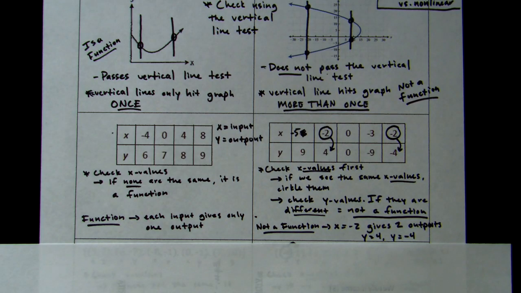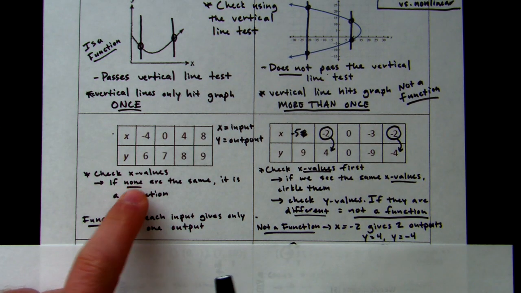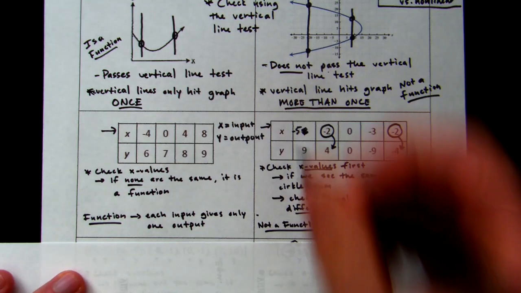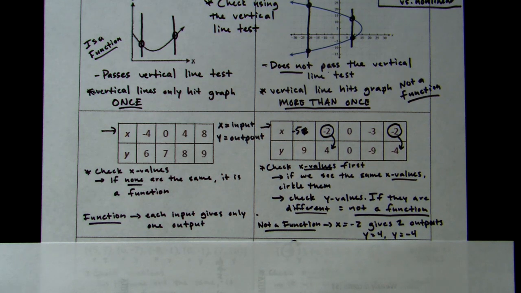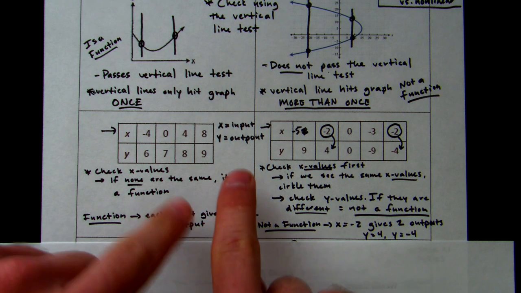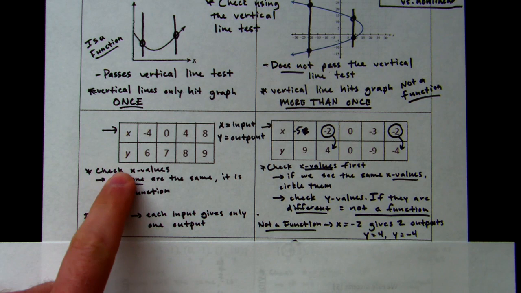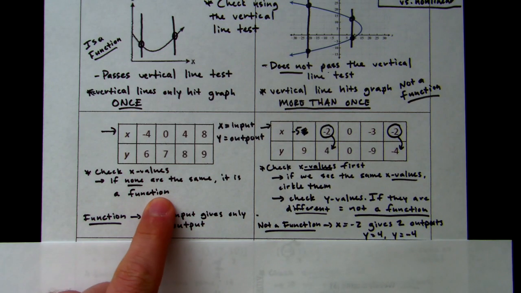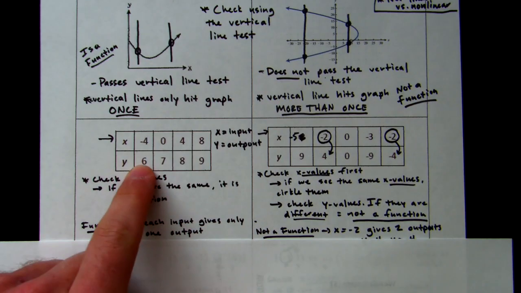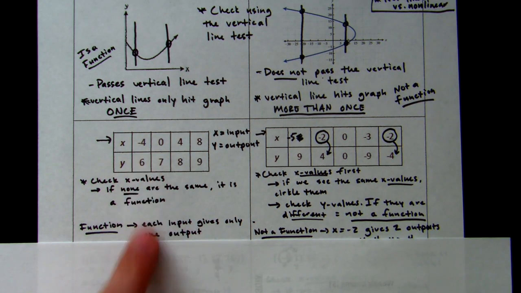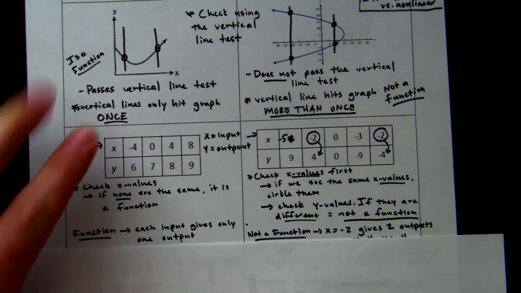In a table, we check our x values first. So we're going to check here first. And our x values here. Remember, our x is our input, meaning it's what we put into the function, and our output is what we get out. And it's not outpout, it's output. Sorry. So we check our x values first. If none are the same, it is a function. So if I look at here, -4, 0, 4, and 8, none of those are the same. That means that each input gives only one output. Therefore, it is a function.